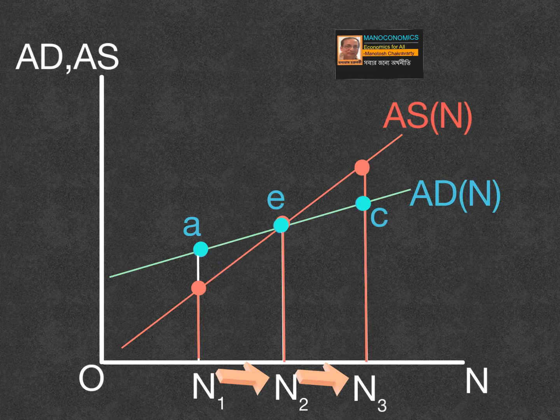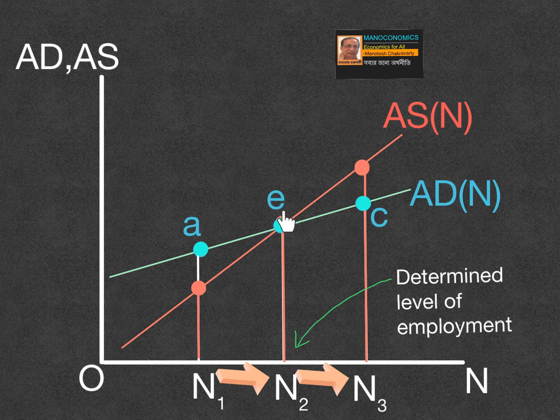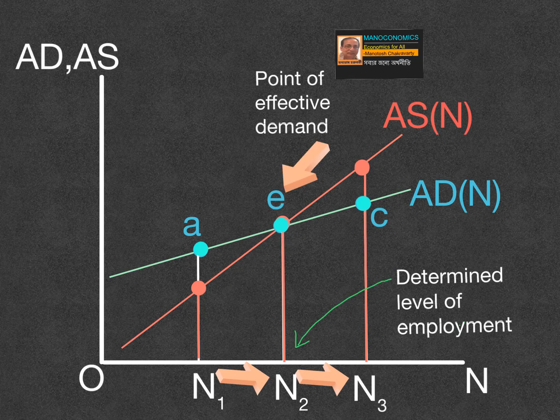Among these 3 points, A, E, and C, at the point E, aggregate supply becomes equal to aggregate demand, and the level of employment is determined at ON2. So E is the point of effective demand. If the volume of employment is less than the determined level of employment, or the volume of employment is greater than the determined level of employment, then what would be the situation we may consider now?